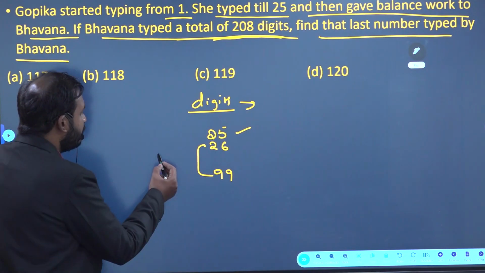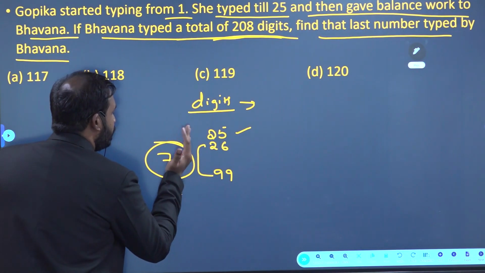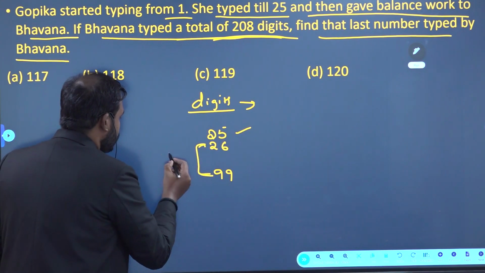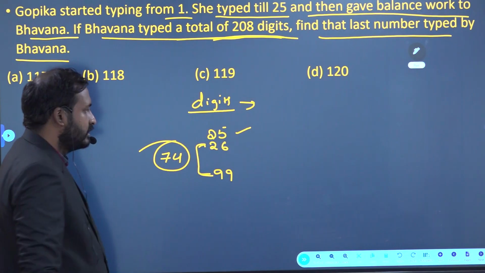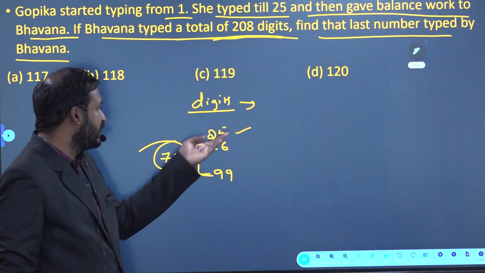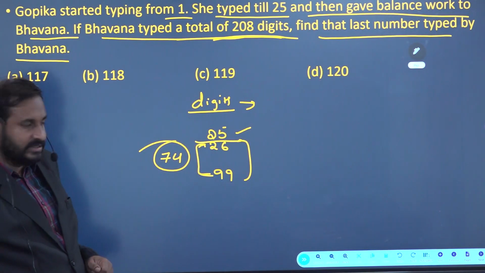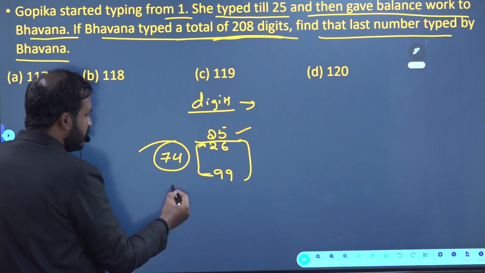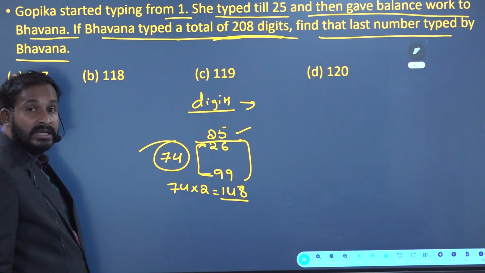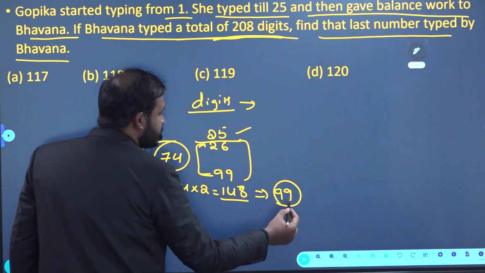So how many 2-digit numbers will be typed by our Bhavana in this case? 74. She will type 74 2-digit numbers. Am I correct or not? Why? Because overall the highest 2-digit number is 99, and she typed up to 25. So we will have 74 2-digit numbers, which means 74 into 2. So 148 digits will be used till 99. By Bhavana.